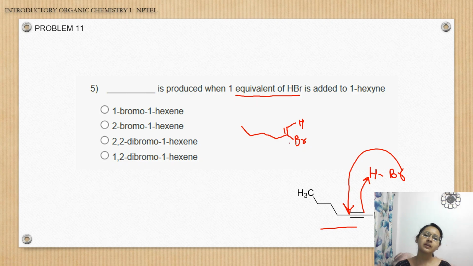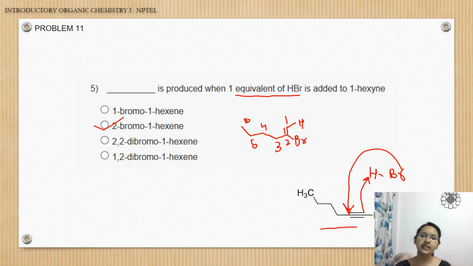Right? So now just name the compound for me. What will be the compound? It is 1, 2, 3, 4, 5, and 6. Then it would be 2-bromohexene. So it will be 2-bromohex-1-ene. So after reacting one equivalent of HBr with 1-hexyne, what you will get is 2-bromo-1-hexene. That means the second option is the correct one.